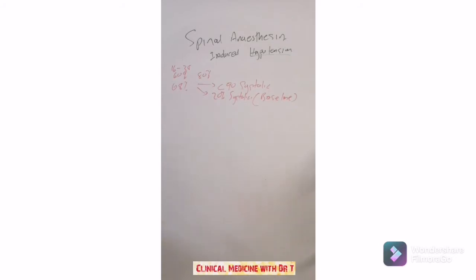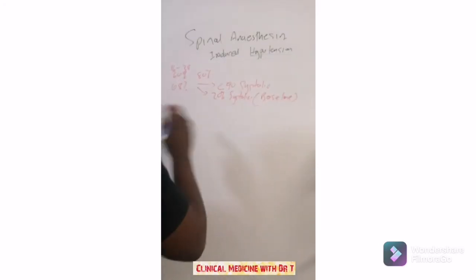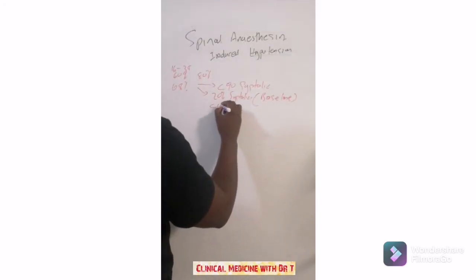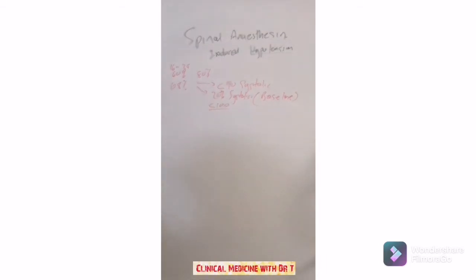There are other definitions as well. Some people just get worried when the blood pressure is below 100. When the systolic starts dropping below 100, they start to get worried right there.